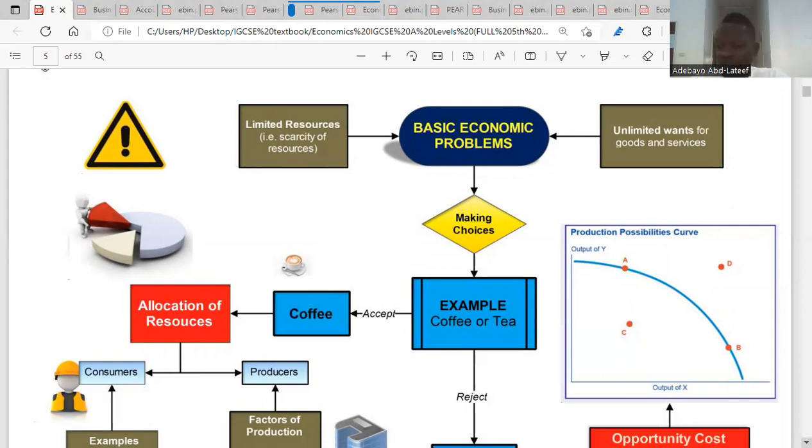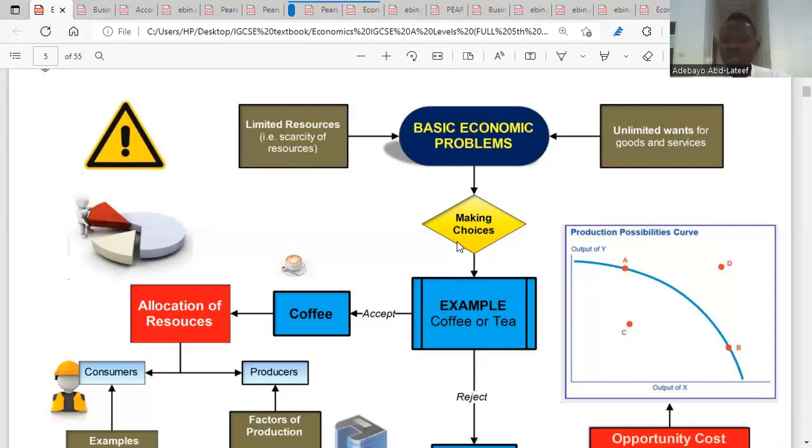So in allocation of resources, that means we have to make choices. In allocation of resources, there will always be opportunity cost. There's going to be a choice that has to be made, and there's going to be what we call the scale of preference. So we take it one at a time. We talked about limited resources already. We talked about the basic economic problems, the unlimited wants for goods and services. So making a choice.